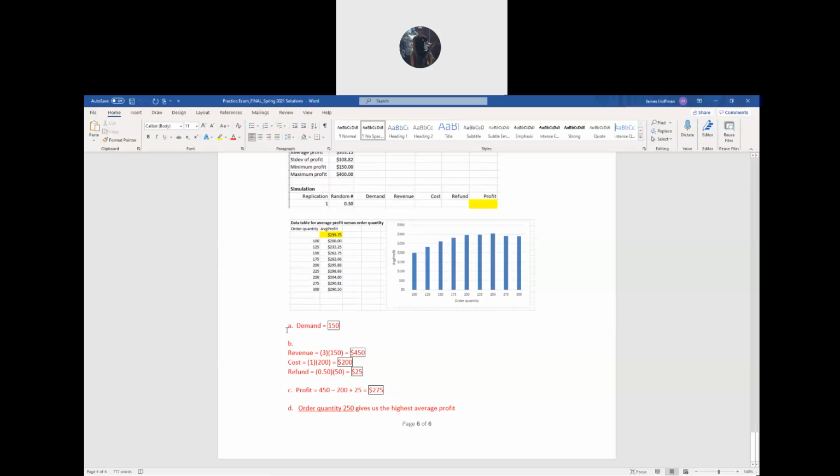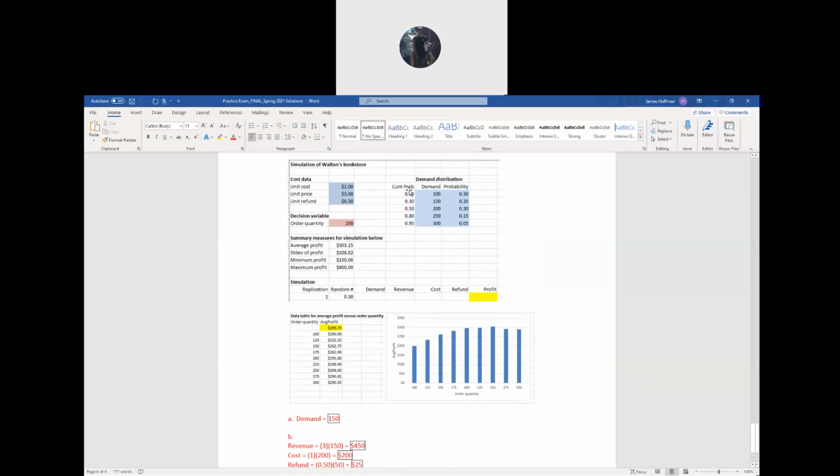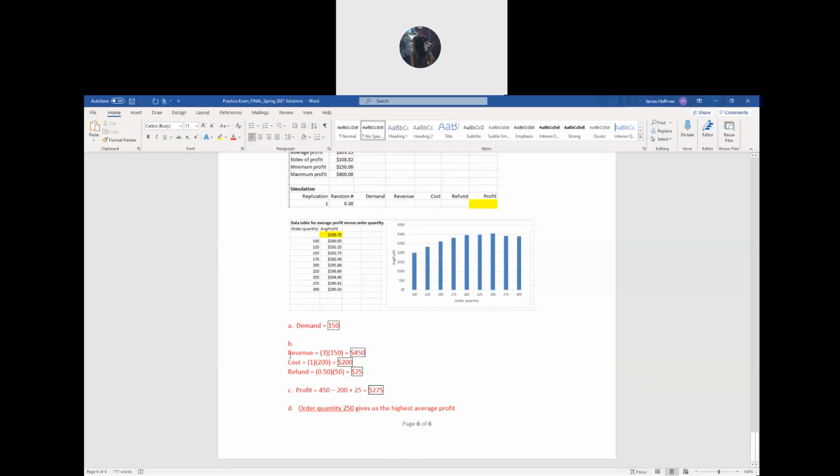All right, more questions on this one? Everyone sees how to get the demand based on the random number and the lookup table, and how to calculate revenue, cost, refund, and profit. And part D is just look at the chart and find the highest order quantity. Okay, so we're good on these ones.